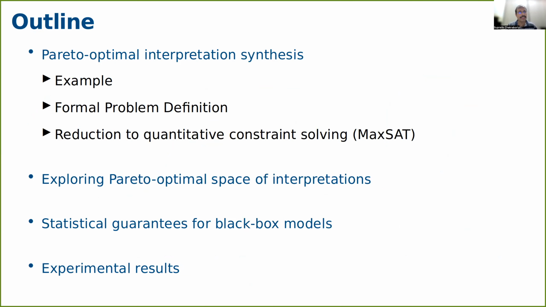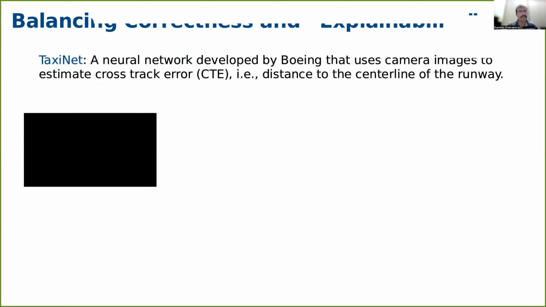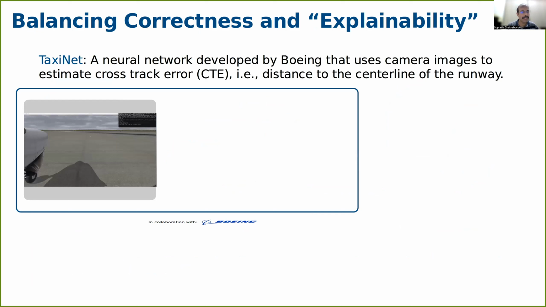Okay, so the rest of the talk is structured like this. I'll first start off with an example. I'll give the formal problem definition, and then I'll show how it can be reduced to quantitative constraint solving. We are using MaxSat. This is not necessarily the only way to do it, but this is how we do it. And then we'll talk about how to explore the Pareto-optimal space, what kind of guarantees we can give, and some results.